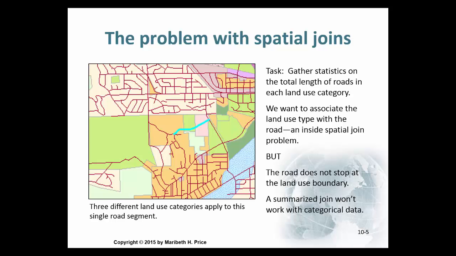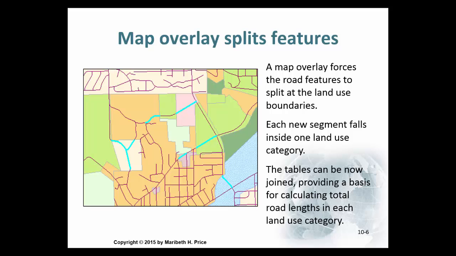Here's an example where you want to collect the total length of roads for each land use category. The problem is that the roads extend beyond the land use boundaries, so you can't simply use the summarized join. First, you must split the roads so they start and stop at the land use boundaries. The tables can now be joined and the total lengths can be calculated.